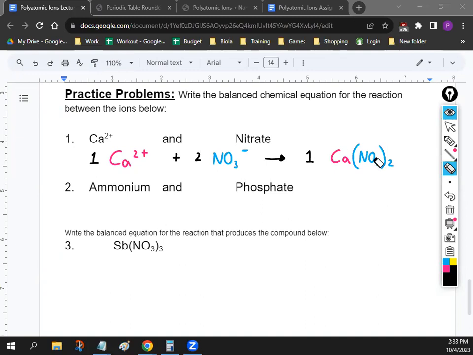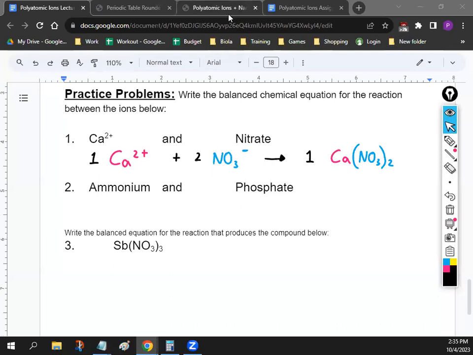All right, so we'll do number 2 together as well, just so we get a little bit more practice. But before we go over it, I want you guys to look at your chart right here. And I want you guys to write down the formula for ammonium and for phosphate on your notes. That's going to be number 2. So I'll give you guys a minute. Copy down ammonium and phosphate, and then we'll put them together and write the reaction. Take a second to do that.